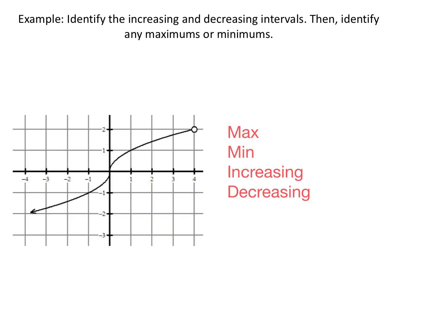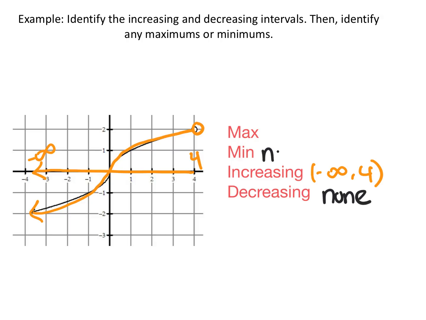In this example, if I look from left to right, I start at this arrow and the whole time I'm going uphill, so I'm increasing. So from this arrow to the left all the way to this point here, so from -infinity to 4, it's increasing. My decreasing interval is never going downhill, so it's none. I also don't have a maximum and don't have a minimum, so those are both none.